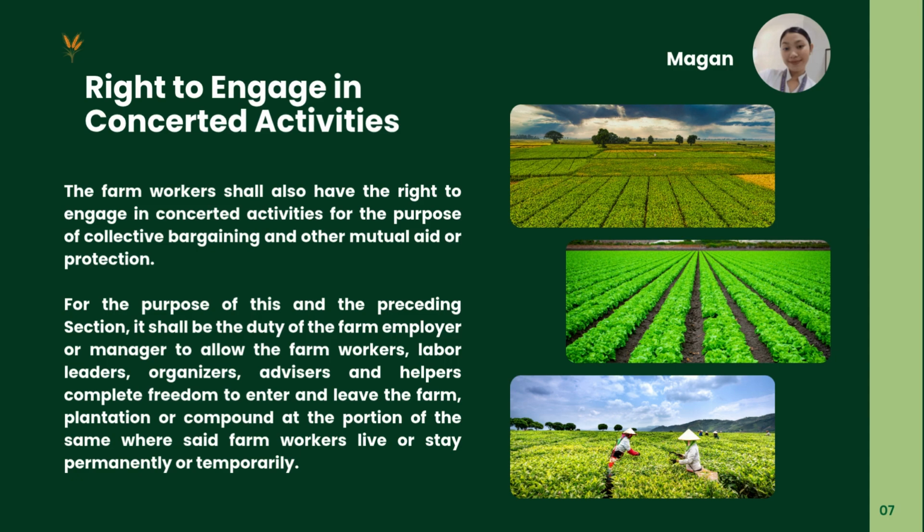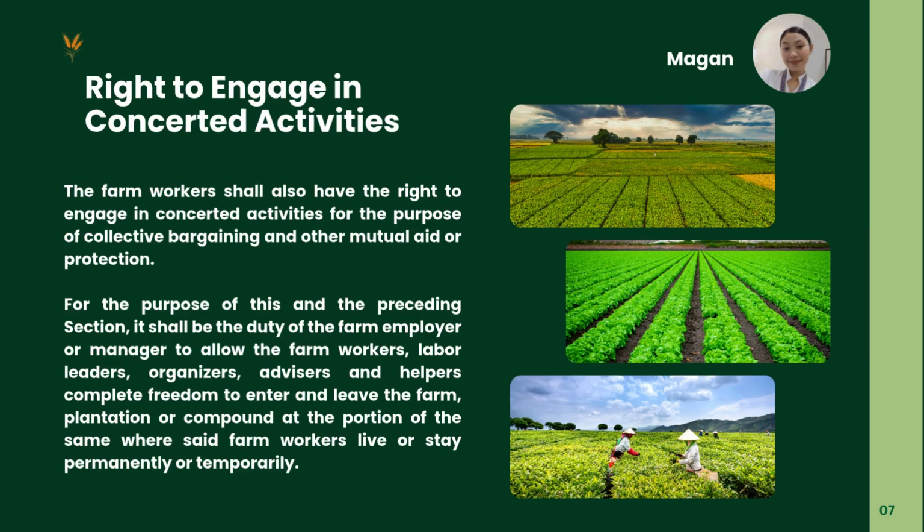The fifth one is right to engage in concerted activities. This means that farm workers can participate in concerted activities for the purpose of collective bargaining and other mutual aid. Employers must allow farm workers, organizers, and others freedom to enter and leave the farm where workers live.